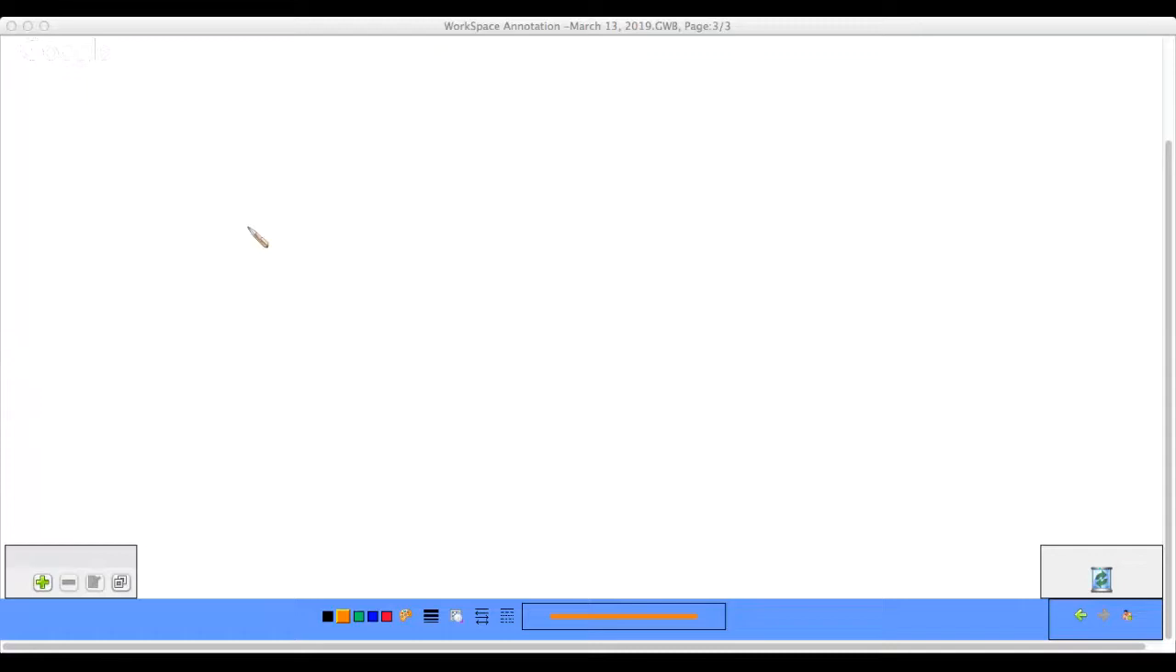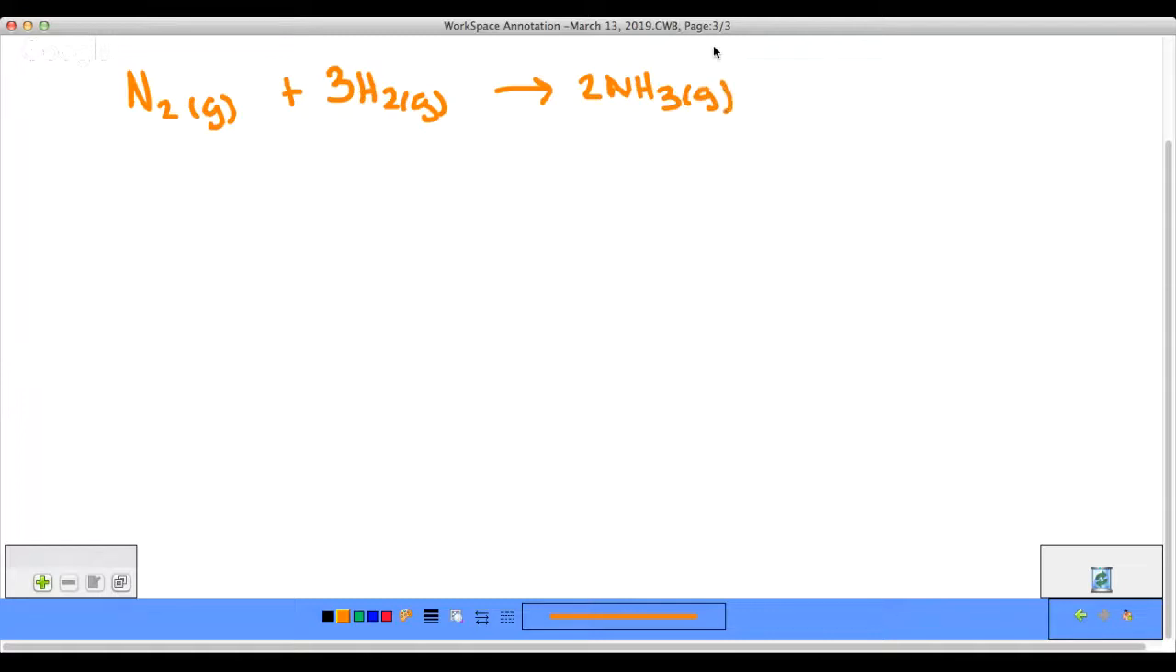Let's get a blank page. Okay. So looking at station number 7, we are given this equation. We are given N2 gas, 3H2 gas, and NH3 gas. Okay, so this is what we're given.